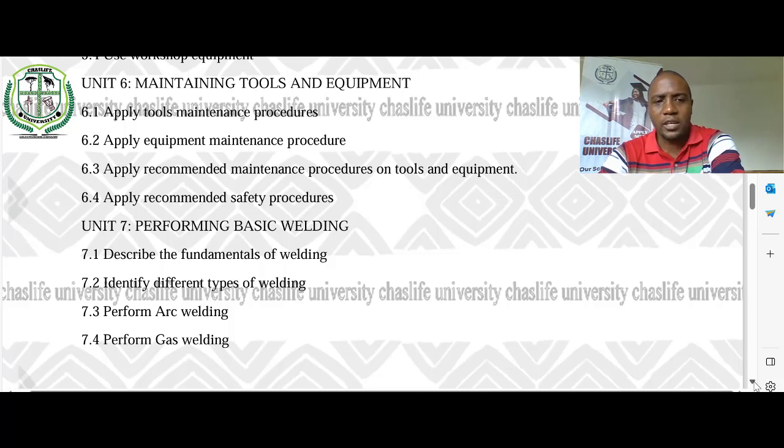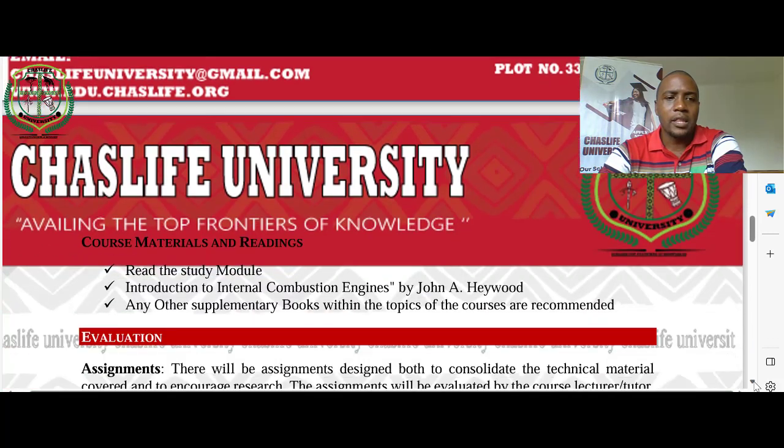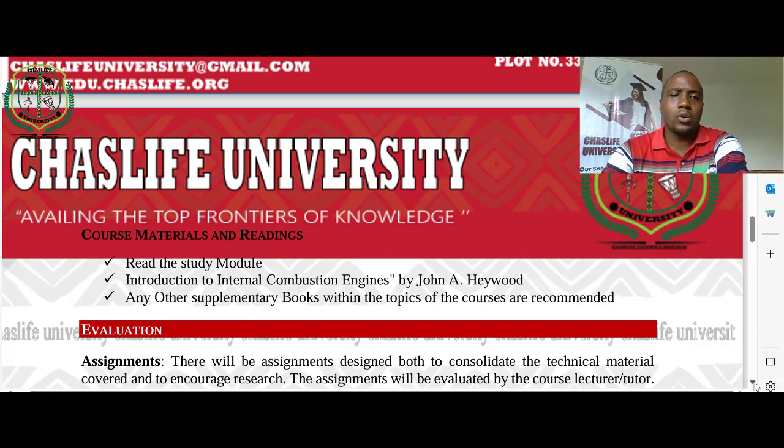We're going to identify the different types of welding. We're going to perform arc welding. We're also going to perform gas welding as we proceed. Then we are also supposed to consider how these things are supposed to hold onto each other. We don't just weld, we don't just bring one metal to the other and weld it together. No. We have to have a classic way.